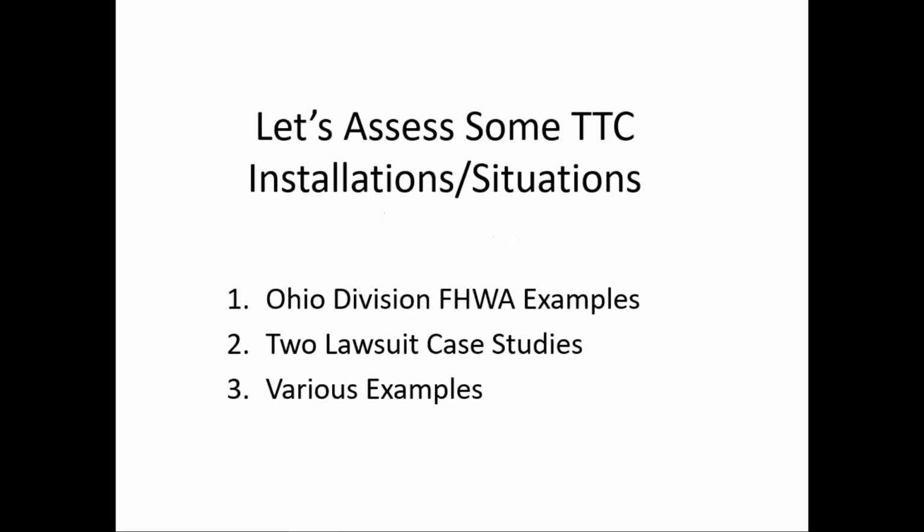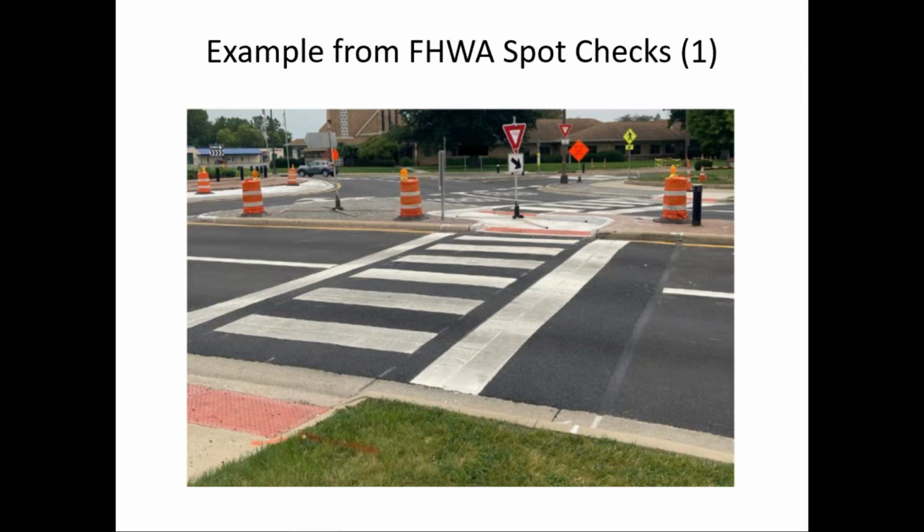Okay. So I think we'll maybe just do one here and then the first part of two. This first set of examples someone from the Ohio division of FHWA shared with Victoria Beal, and she suggested I include them in the presentation here. So these are just things that Federal Highway Administration personnel found in some of their spot checks.